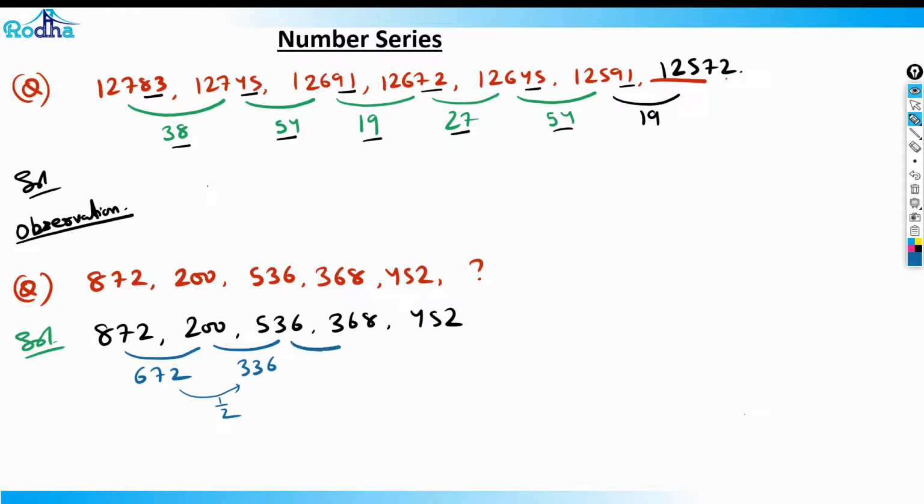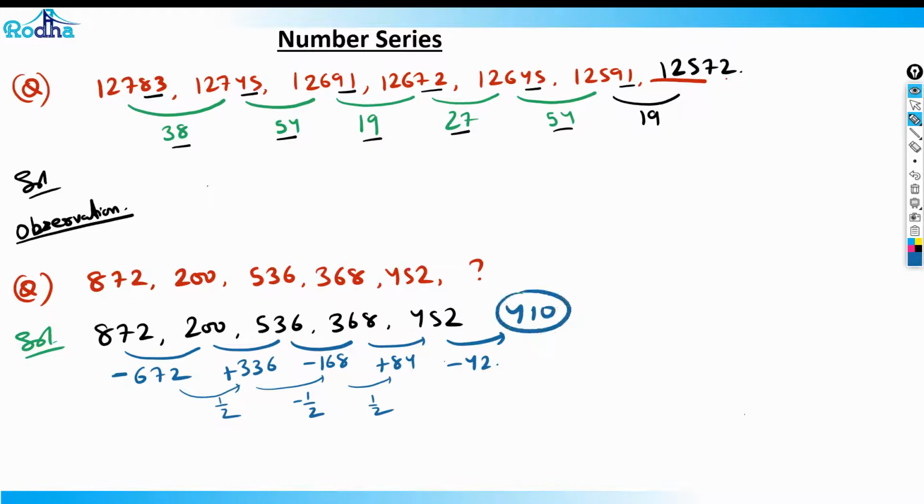The next difference here is 536 to 368. The number decreased here, then it increased here. Okay, this difference is 168, again decreased here. If you observe, it's again half. Then again it is plus 84, again half, but this time it is increased. Now basically the next time it should be decreasing by 42. So the next number should be 410. That should be the answer.